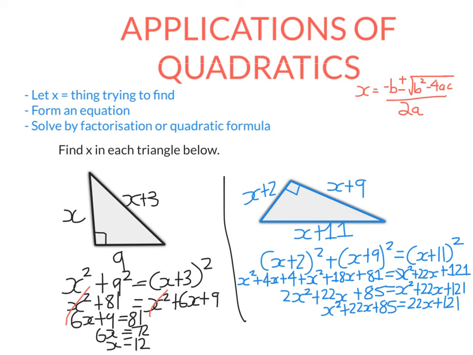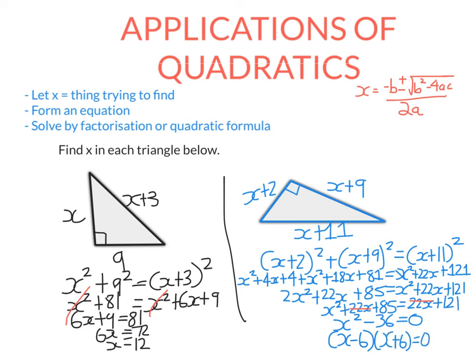Now I'm going to subtract 22x from both sides. So they're actually going to cancel out here, which is nice. Now I'm going to subtract 121 from both sides. So 85 minus 121 gives me minus 36. So I have now one side equal to 0, so I can solve this using factorization or quadratic formula. It's probably easiest to use factorization here. This is just the difference of two squares. So x plus 6 times x minus 6 is equal to 0.